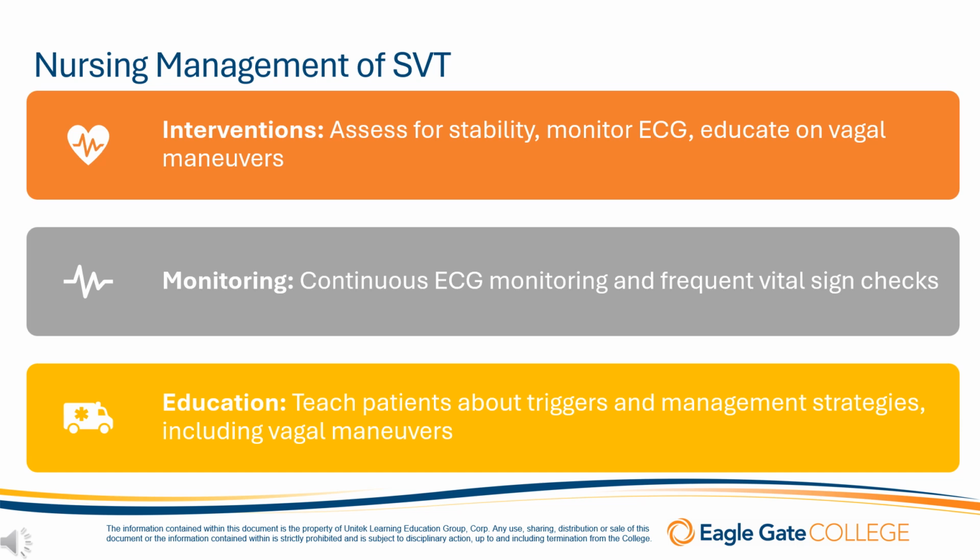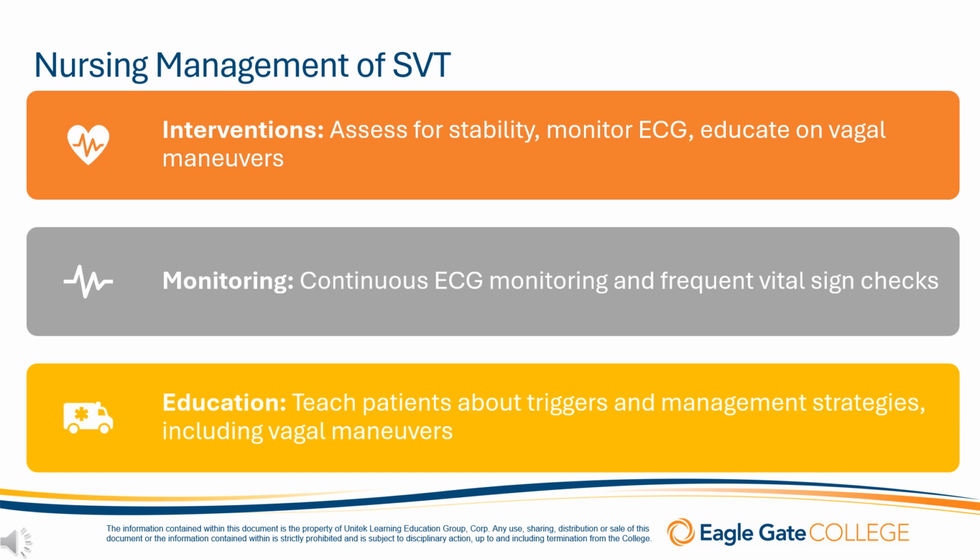Frequently monitor vital signs, including heart rate, blood pressure, respiratory rate, and oxygen saturation. This helps in assessing the patient's response to treatment and detecting any sign of hemodynamic instability. Be aware of the patient's baseline vital signs and note any significant deviations. Frequent checks are particularly important during acute episodes of SVT or when initiating new treatments.